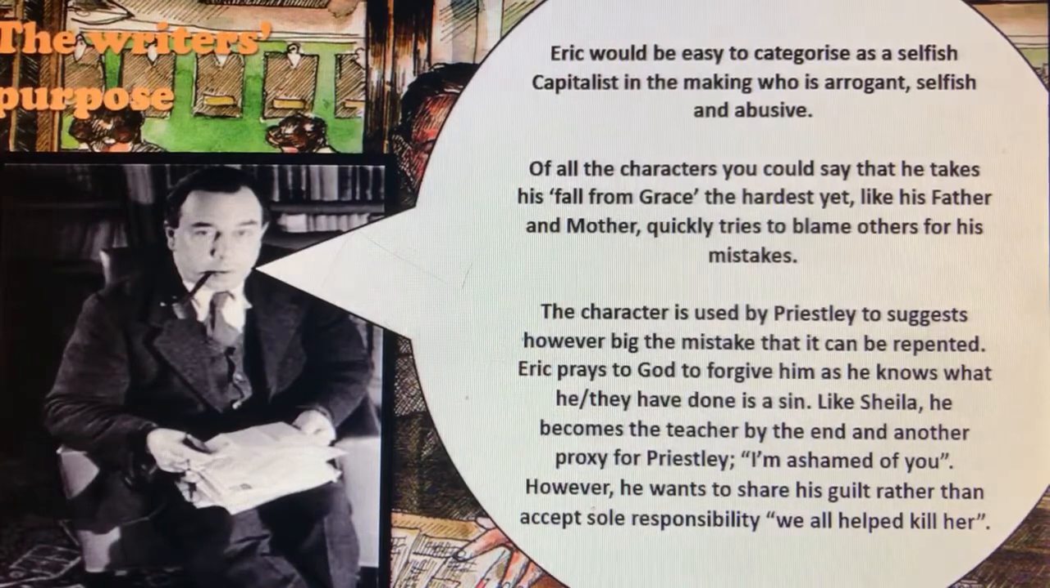Eric prays to God to forgive him, and he knows that what they or he have done is a sin. Like Sheila, he becomes the teacher by the end, another proxy or mouthpiece for Priestley. He tells his parents, "I'm ashamed of you." However, he wants to share his guilt rather than accept sole responsibility. "We all helped kill her." The emphasis there is on we rather than just Eric himself.